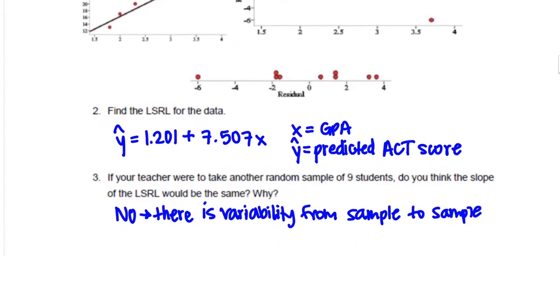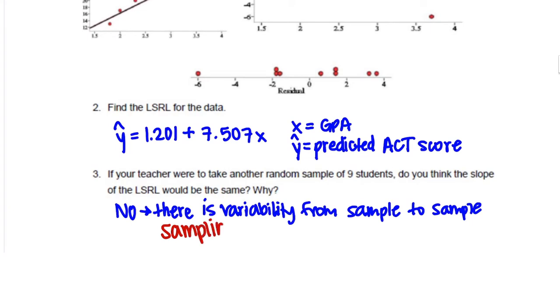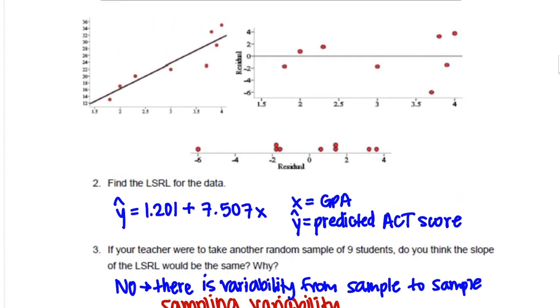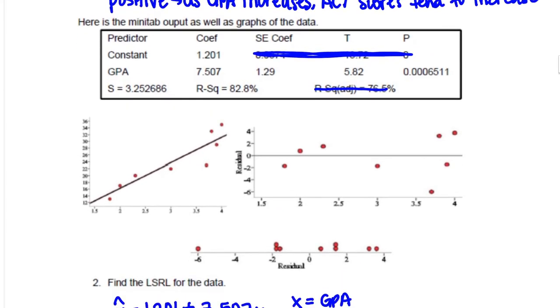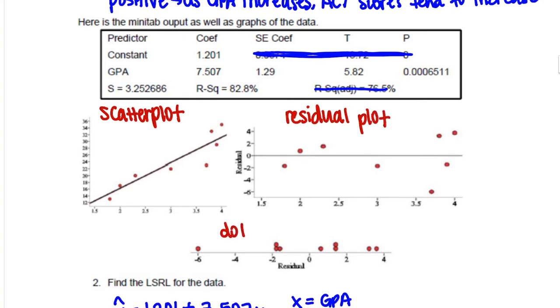And I'm just going to add a reminder of a vocab word from a long time ago. When you take different samples, you expect there to be variability from sample to sample. That's called sampling variability. So, let's just say here we have, this is our scatter plot. This is the residual plot. And this is a dot plot of the residuals. Okay.